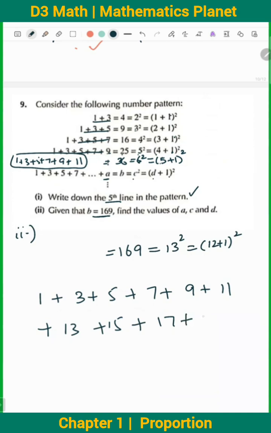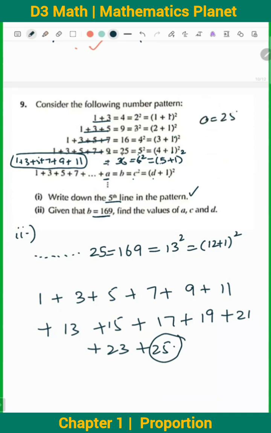Till 25, it's 169. 19, then 21, then 23, and the last would be 25. The 25 is going to give you the correct answer. It is 169. So the value of a is equal to 25. The value of b is already given, 169. The value of c is given, 13. And the value of d is given, 12.